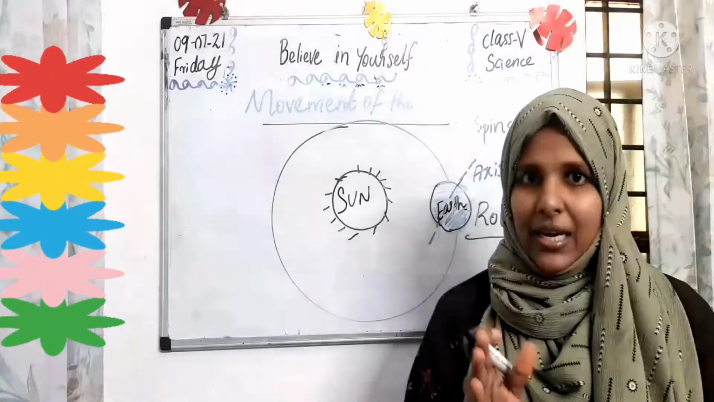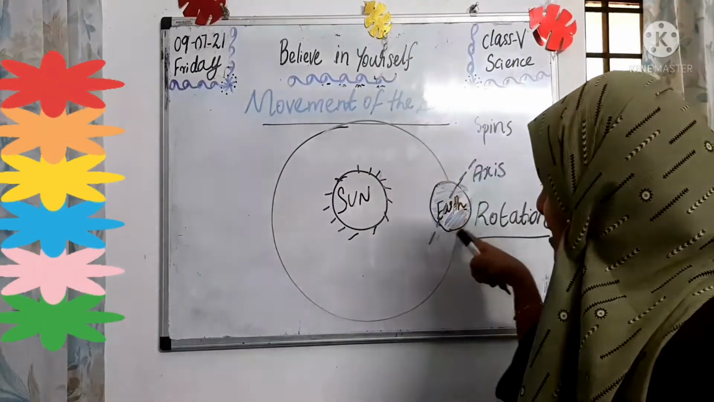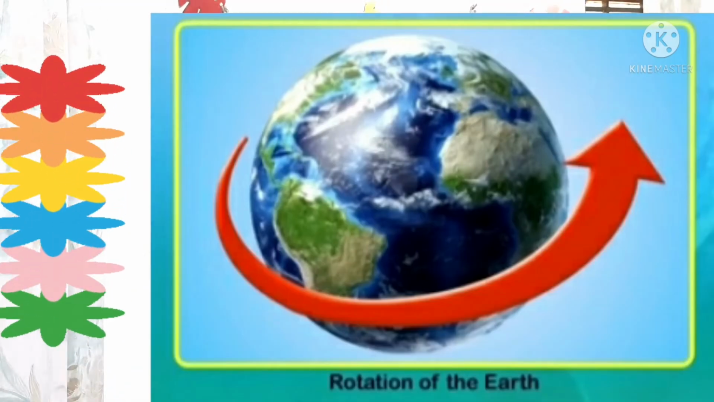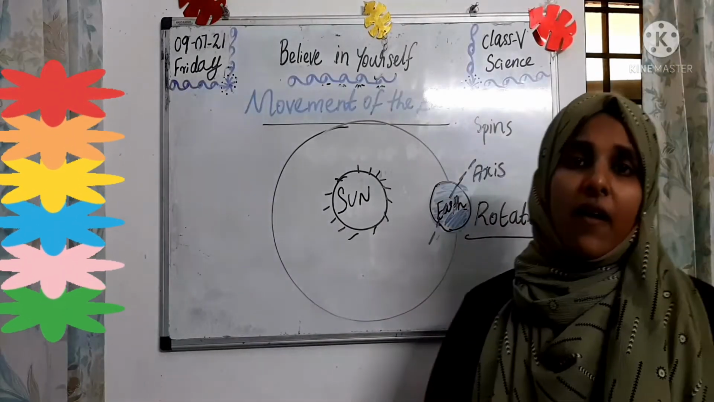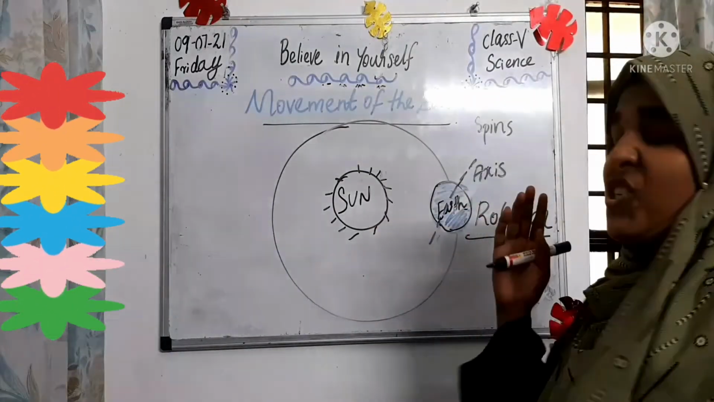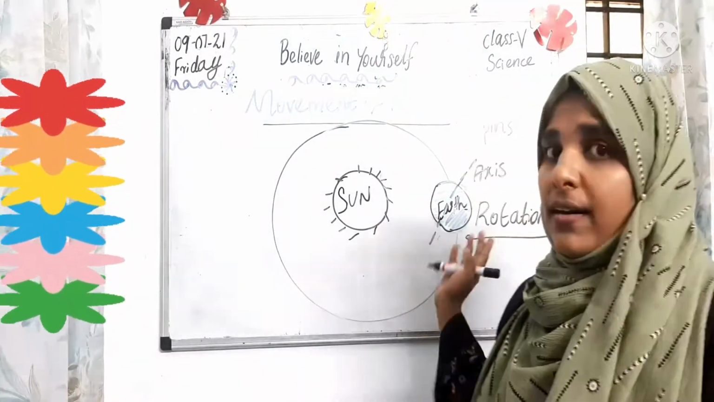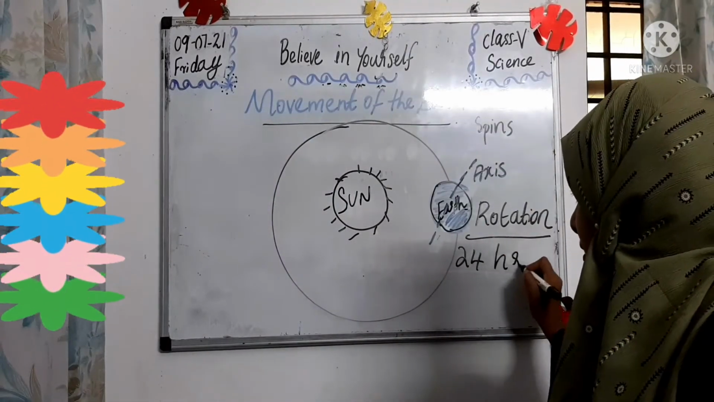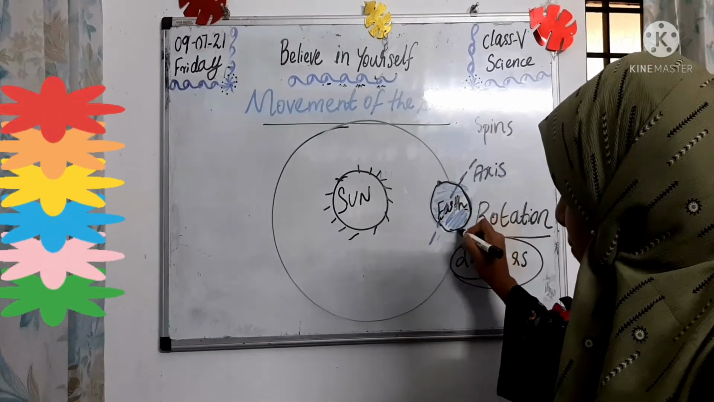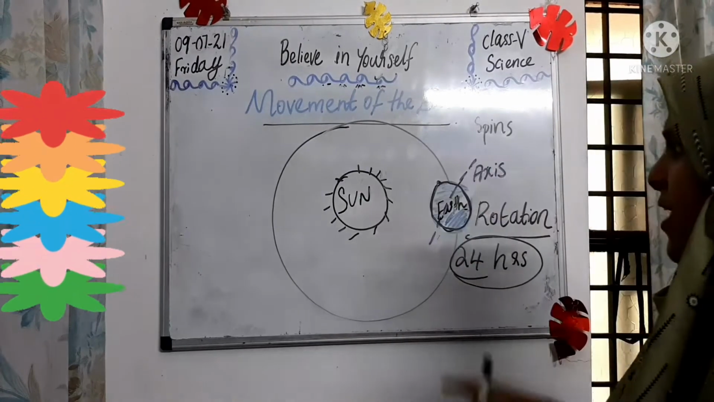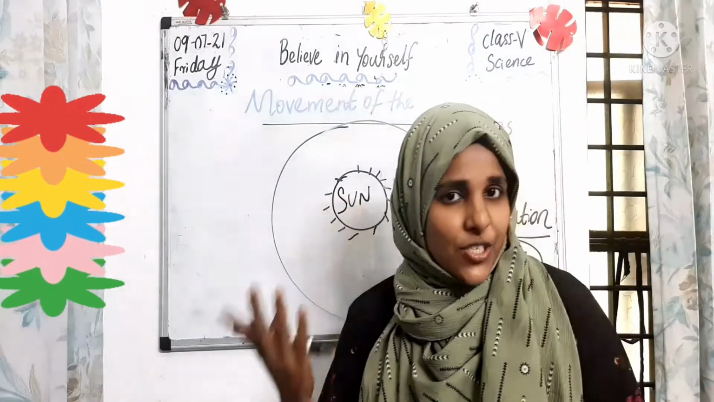It's very important. I will explain to you. Okay, so the imaginary line or axis is passing through the center of the earth, and it spins around its own axis. This movement we call rotation. So the term rotation means it spins around at the same place. It takes the earth about 24 hours to complete one rotation. From here to here, the earth is moving, and when it has reached here, it takes 24 hours. Okay, it is moving, day and night is crossing.